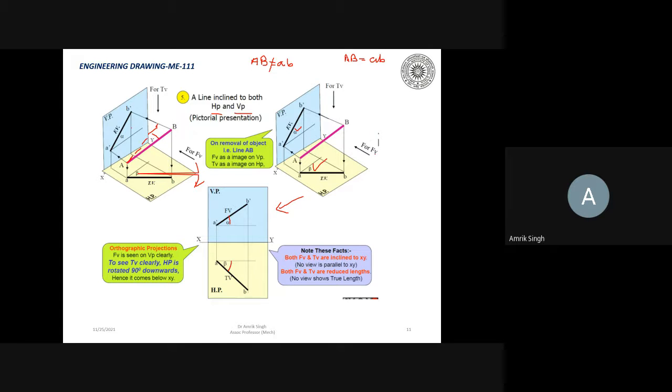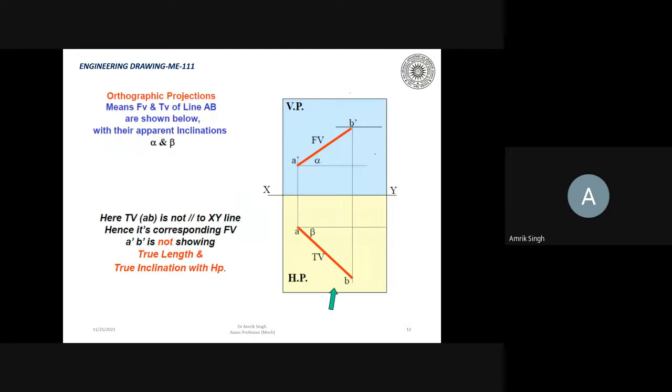So we will solve some problem. So this case will be clear then. Now these are some important points you noted down. Orthographic projection means front view and top view of the line AB, as they are shown below with their apparent inclination. So alpha and beta are known as the apparent inclination. So this you have to remember.